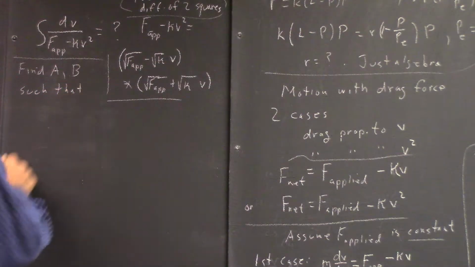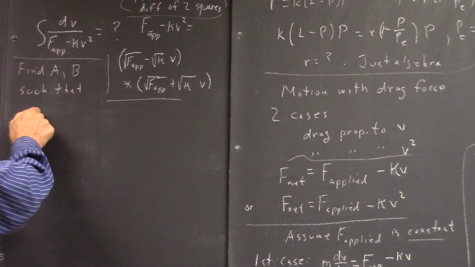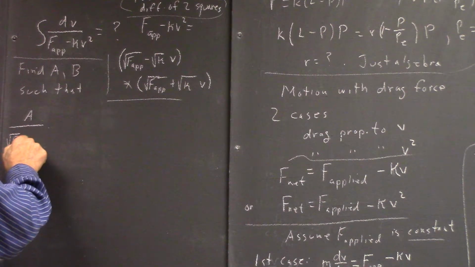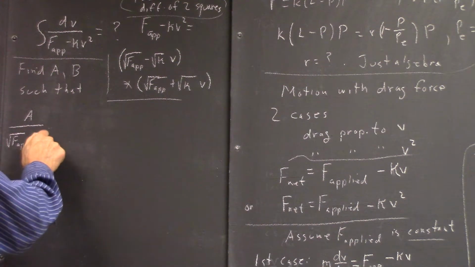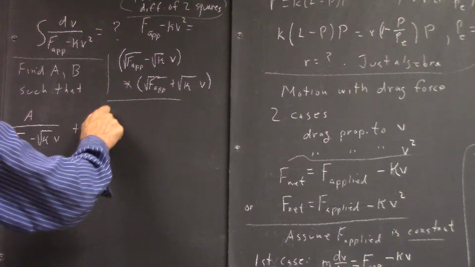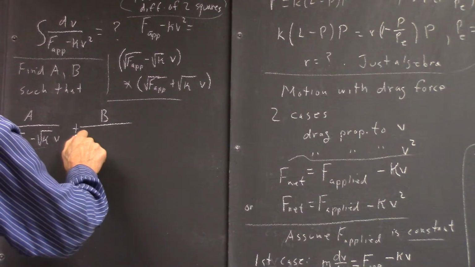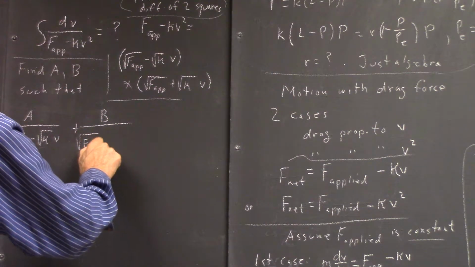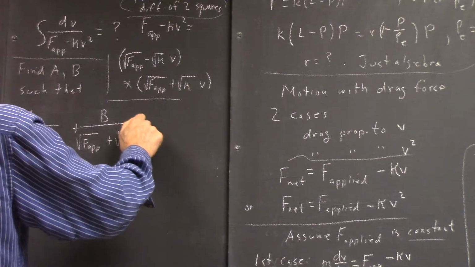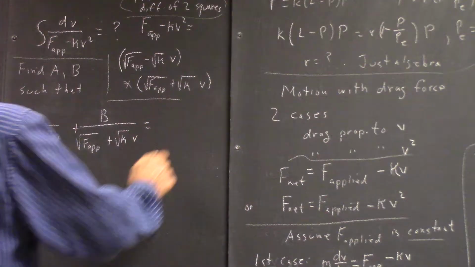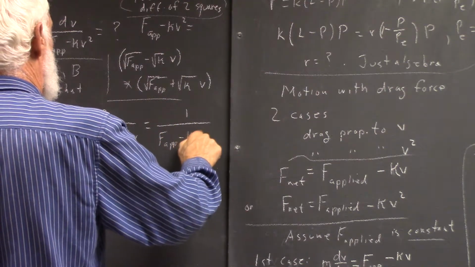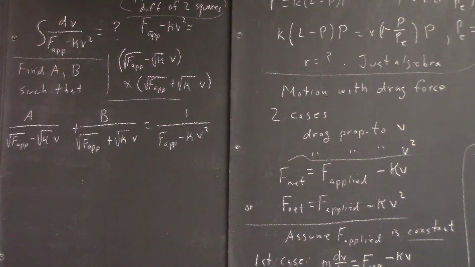we need to find A and B such that A over square root of f applied minus the square root of kappa v plus B over square root of f applied plus square root of kappa v equals 1 over f applied minus kappa v squared.